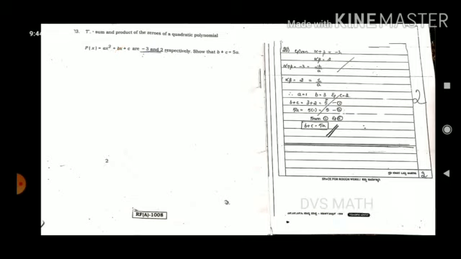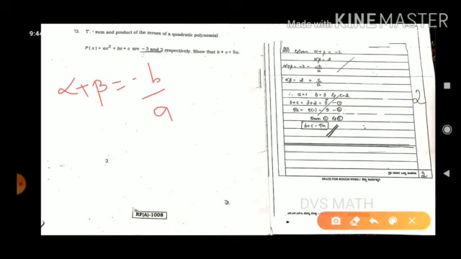So using that formula, alpha plus beta is equal to minus b by a. What is given here? Alpha plus beta is equal to -3, which is equal to minus b by a. So minus minus cancel, b is equal to 3a. Let me keep it as it is. Again, what is our next one?